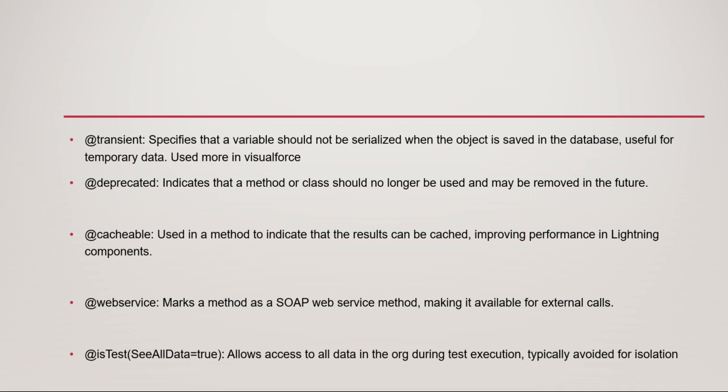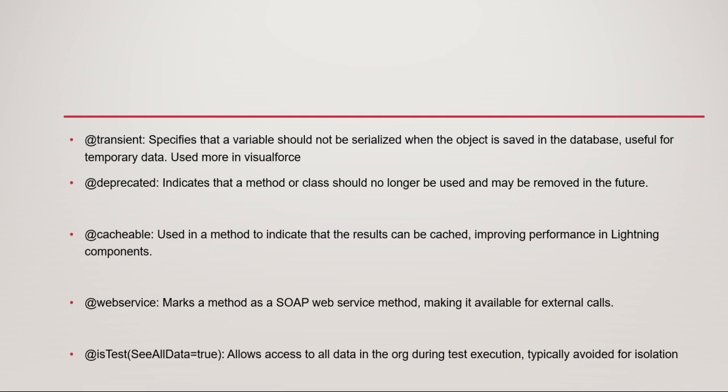@transient is an annotation which makes the variable not be serialized when the object is saved to the database. It's more like temporary data, so you don't want it to go from the client to the server. It is used more in Visualforce pages. You declare a transient variable when you don't want data to be transferred to the server many times, or you just want to use it locally for storing some information. Deprecated means the method is no longer used or will be removed in the future.